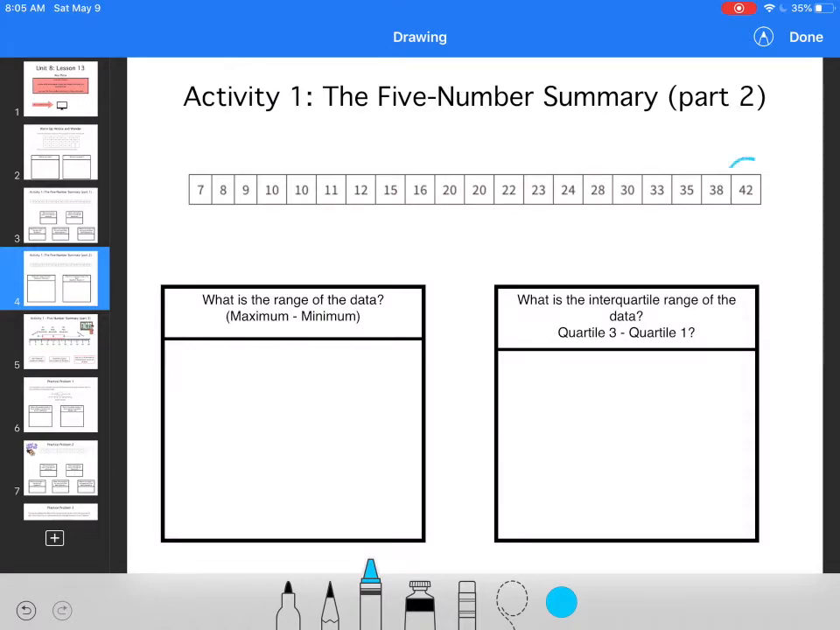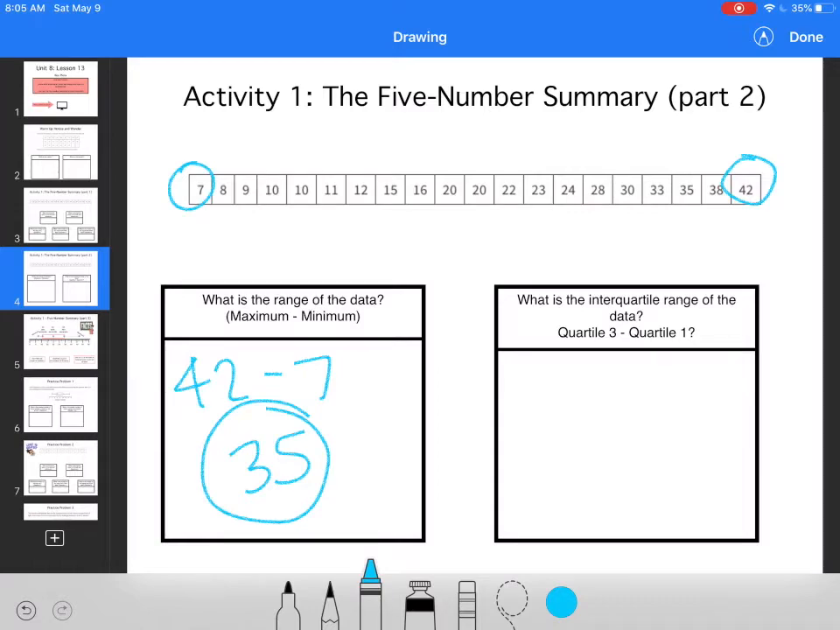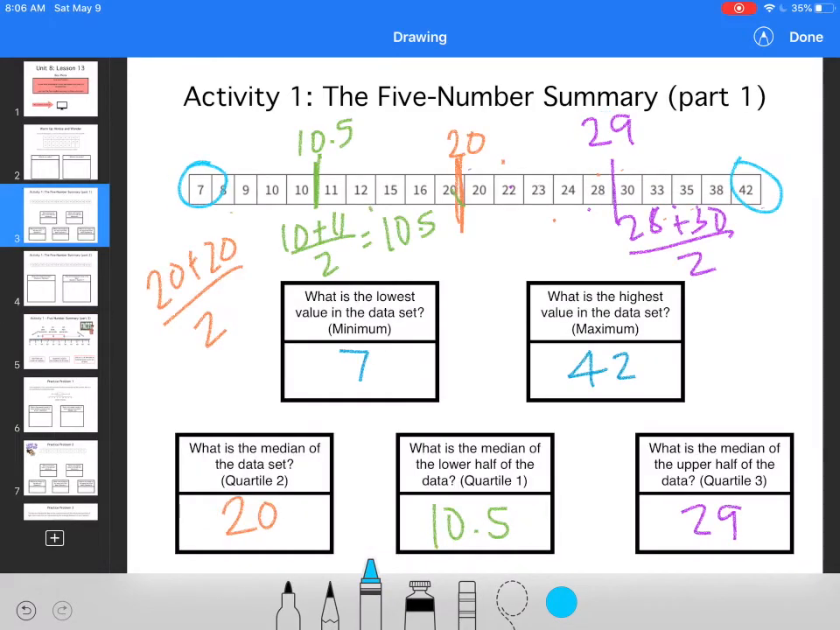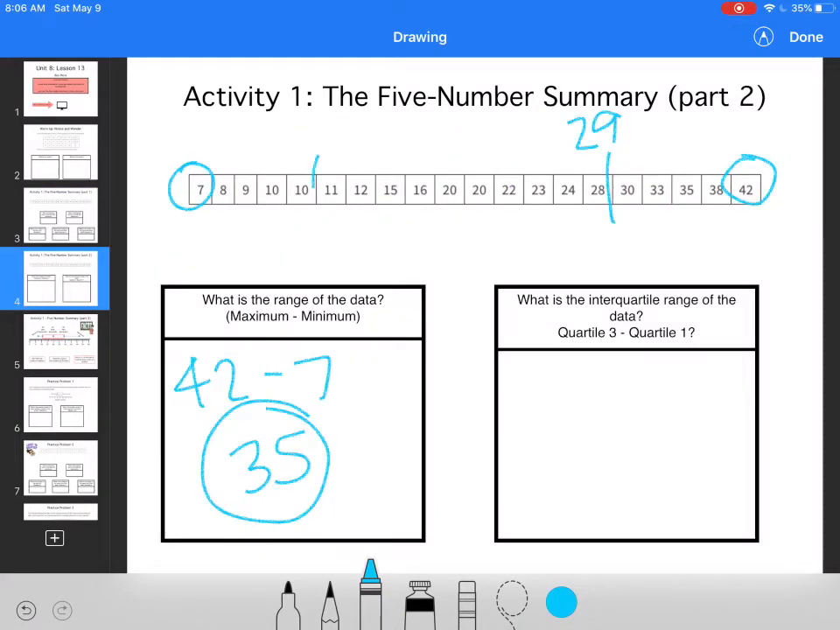Now it says, what is the range of the data? So the maximum minus the minimum. So 42 minus 7 is 35. Then it says, what is the interquartile range? Q3 minus Q1. So I'm going to go back and look. Q3 was 29, and Q1 was 10.5. So 29 minus 10.5 is 18.5.